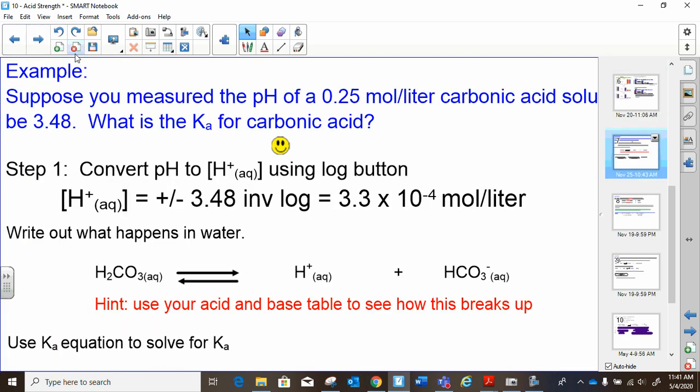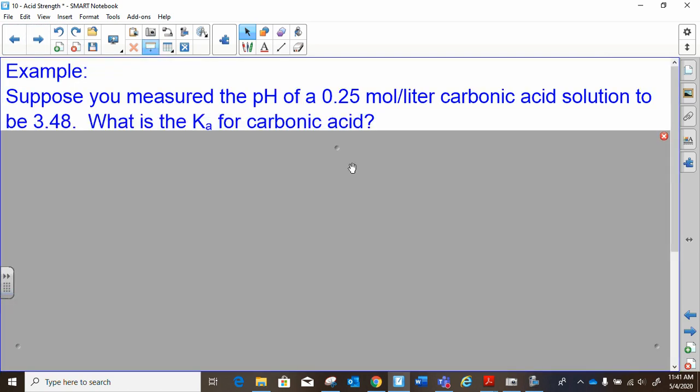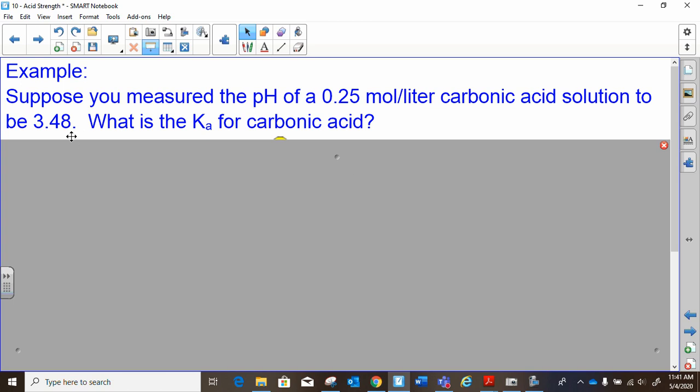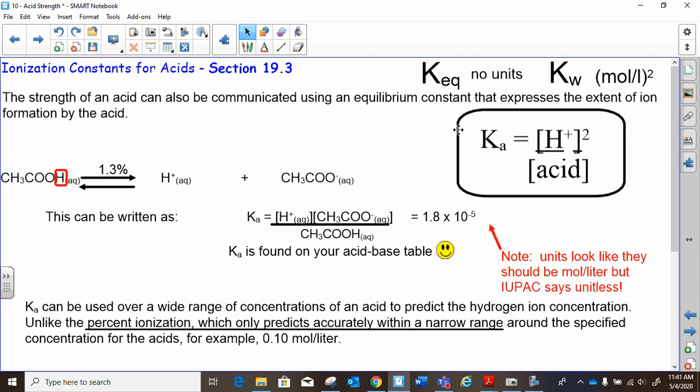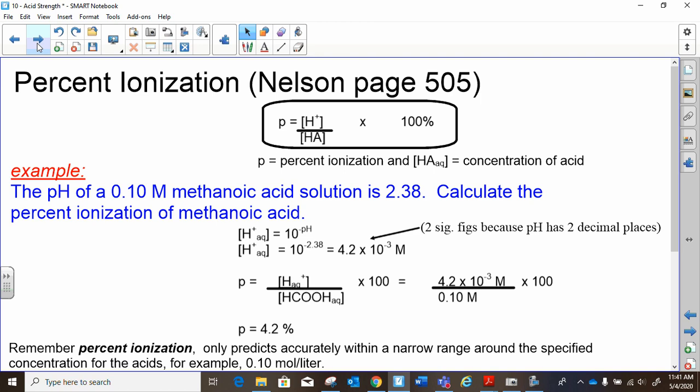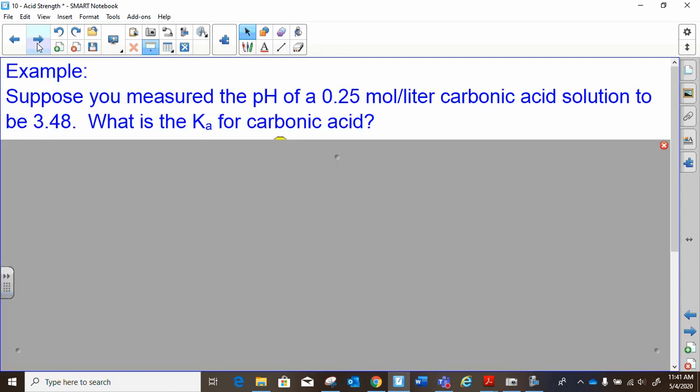All right. So here we have a solution where you have its pH to be 3.48 and you have the concentration of the solution to be 0.25. Can you figure out its Ka? So again, on your green sheet, you should already have recorded this. If you're looking for Ka, you need the H plus concentration and you need the concentration of the acid. Looking at this question, do I have the concentration of the acid? Yes, I do. That's what the 0.25 is.